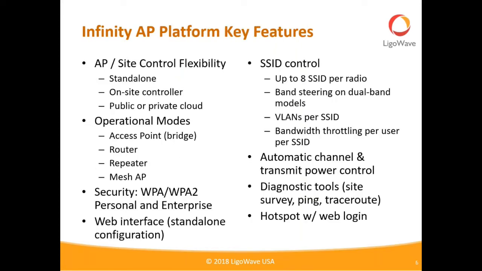So let's dive a little bit into the Wi-Fi platform with our Infinity APs. The key features are, first, how you can control the APs. We have 3 methods of control, which I'll walk through in a little more detail in a few slides. We have standalone, so you can configure the AP by itself and just deploy it by itself. We have on-site controller, which basically is one of the APs acts as a master, and all of the other APs report back to that master. So one of the APs basically acts as a controller. And that's good for mid-sized deployments, up to about 50 APs.